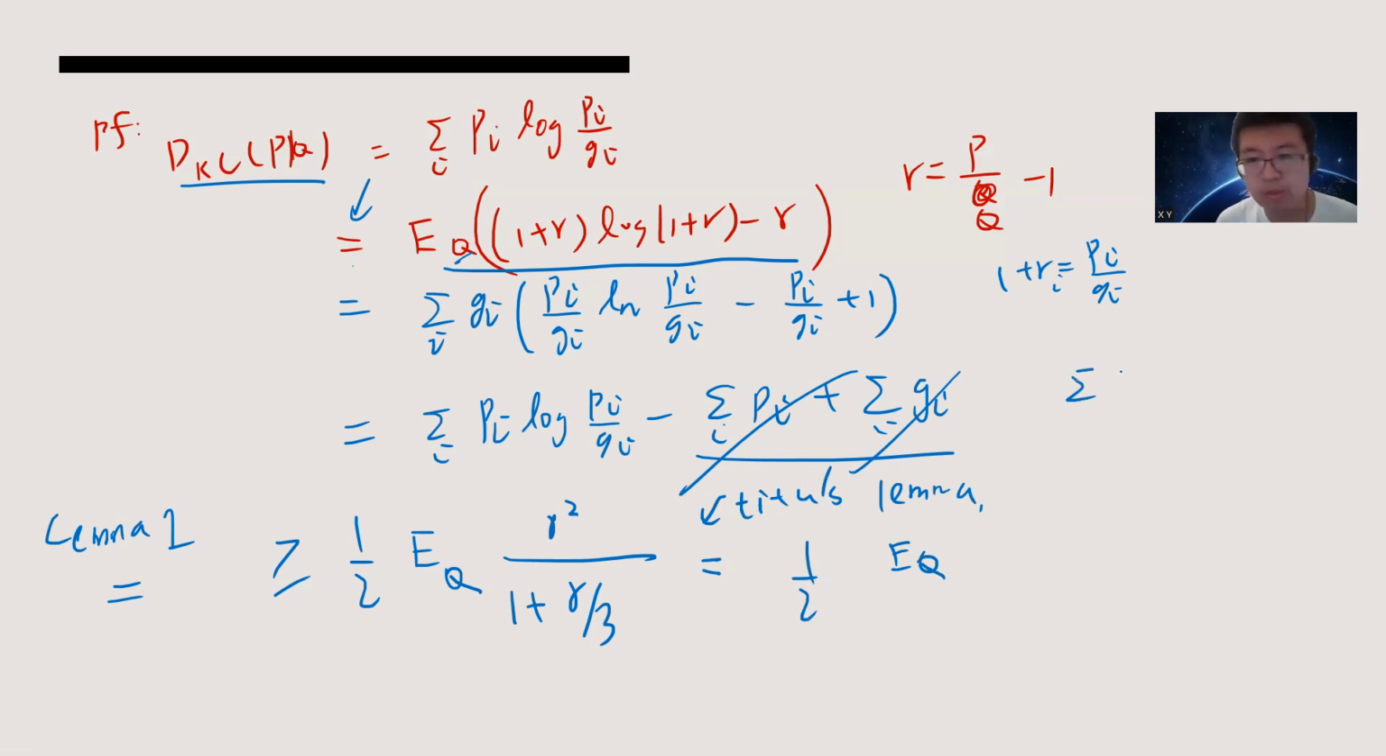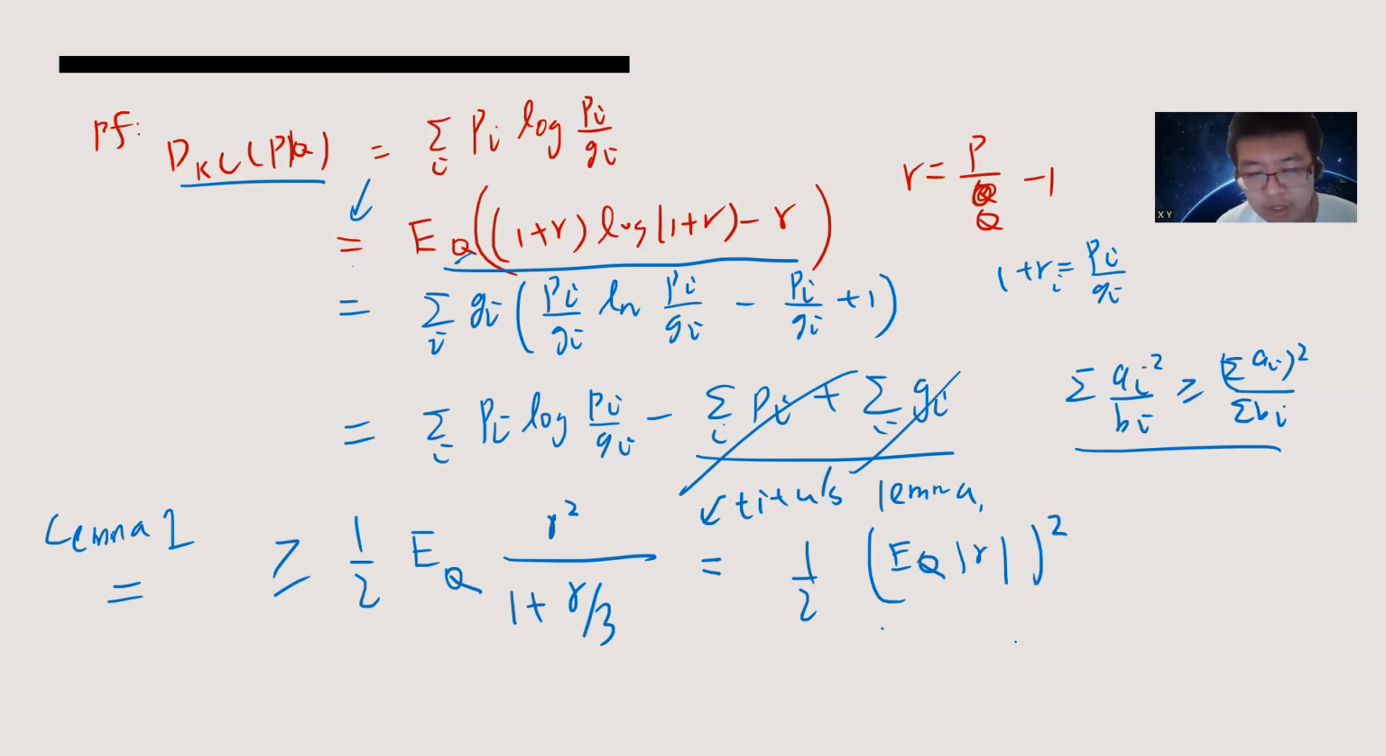So remember that the lemma looks like this. When you do the expectation value of r squared divided by the denominator, taking the absolute value on the numerator, divided by the denominator, this guy will be the expectation of the absolute value of r, take the square, and divide by the expectation value under q of 1 plus r divided by 3.